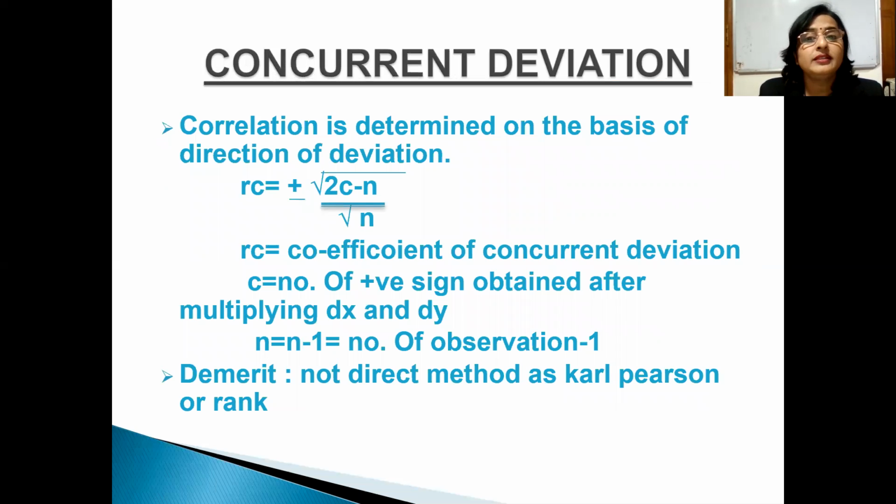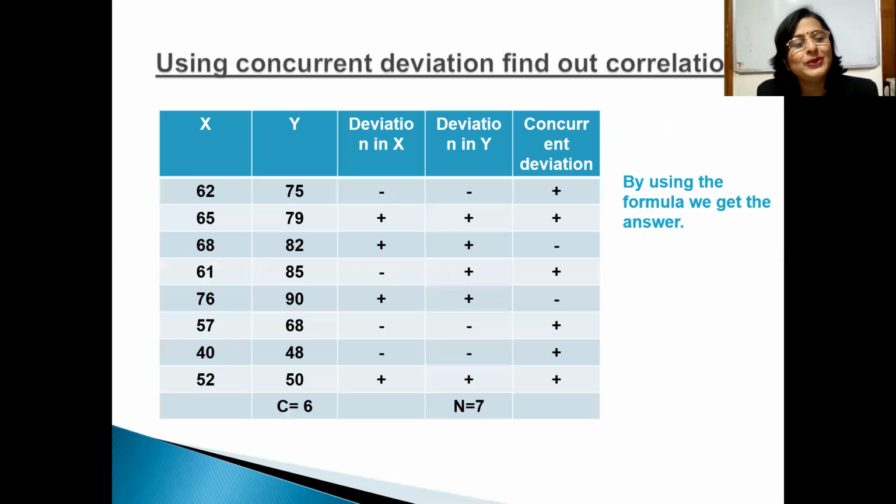Now, the concurrent deviation method is another method of finding the correlation. Correlation is determined on the basis of the direction of the deviation. Now, what is rc? It is the coefficient of concurrent deviation. C is the number of positive signs obtained after multiplying dx and dy. The demerit of this method is that it is not a direct method like the Karl Pearson method. So I have shown one practical problem to make it more explainable.